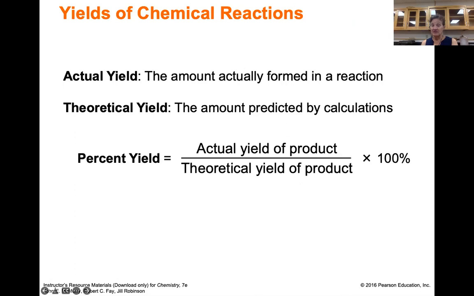But then you'll go into the lab and you'll actually do the reaction and measure the mass, and it will almost always be slightly less, or sometimes a lot less. And that would be your actual yield. So the percent yield is what you actually made divided by what you should have been able to make theoretically if every molecule reacted, times 100.